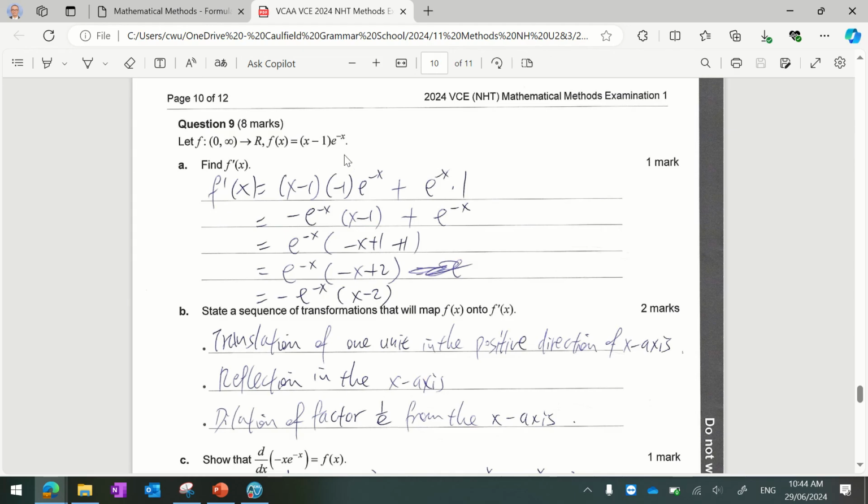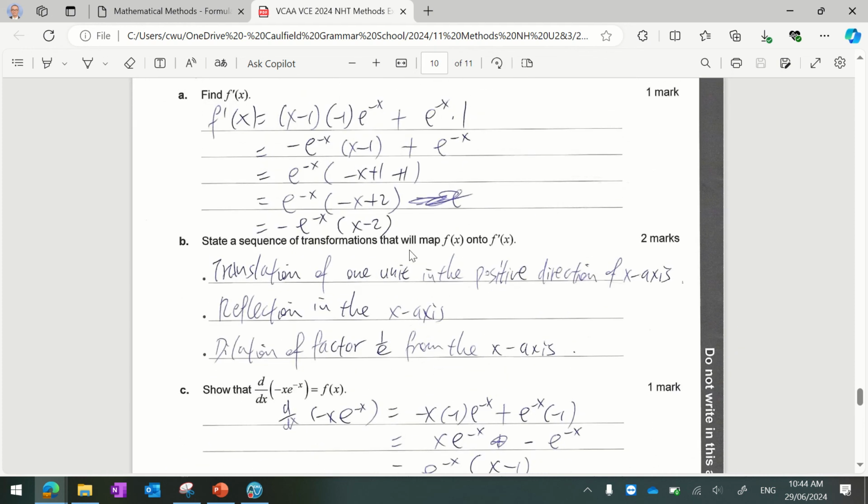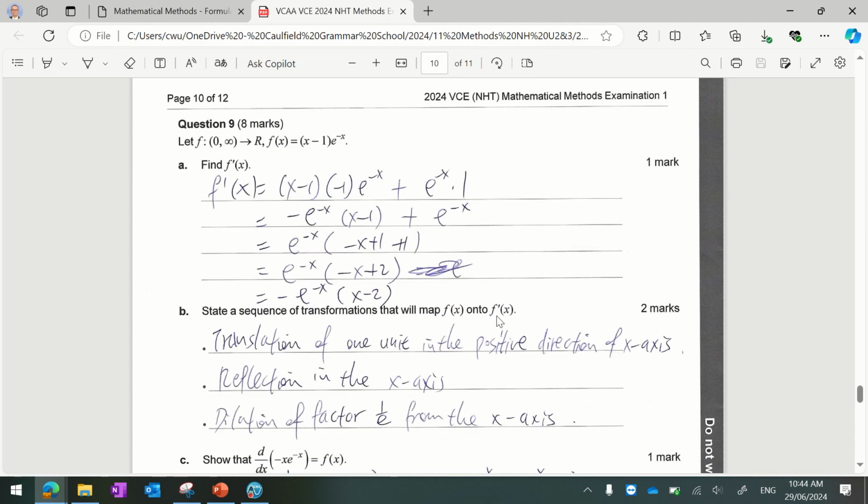This is a slightly complicated function. It is a linear function times an exponential. First question is differentiate, so use product rule to differentiate it. And then this is a kind of a crazy question. State a sequence of transformations that map f onto f dash. Well, you can see what I did here. Actually, you can't. I'm going to explain what I did in question A.